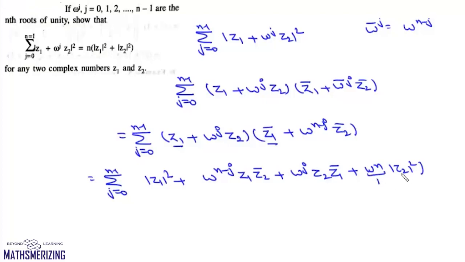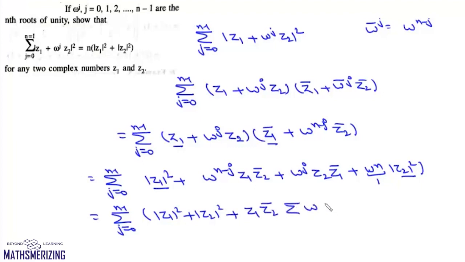Now omega to the power n is 1. So we can write this summation as the summation j varies from 0 to n minus 1, and we'll take them together. It will be mod of z1 square plus mod of z2 square, plus z1 z2 bar times the summation of omega to the power n minus j, where j varies from 0 to n minus 1, plus z2 z1 bar times the summation j varies from 0 to n minus 1 of omega to the power j.